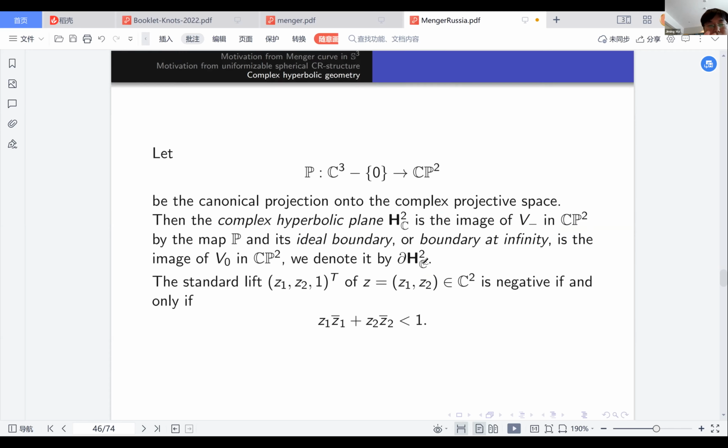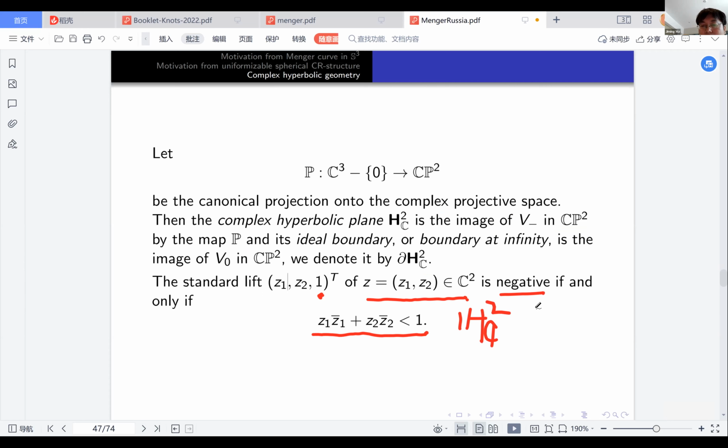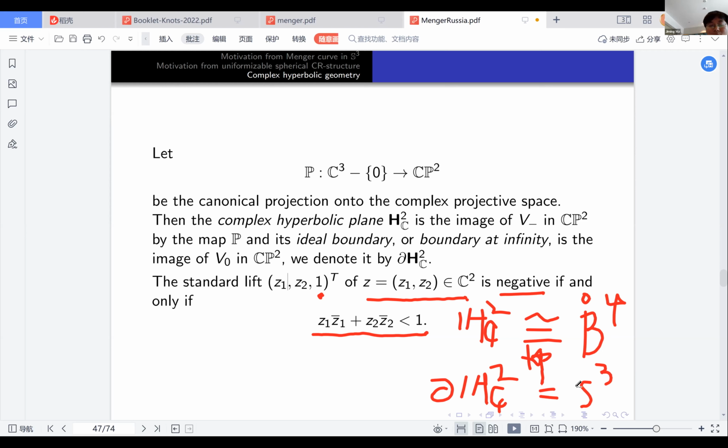Okay, and if we take some standard lift of a point (z1, z2), where the third coordinate is 1, here in 2-dimensional complex hyperbolic space, then it is negative only if it satisfies this inequality. So in other words, HC2 is just a four-ball, topologically, right? And the boundary of HC2 is just the boundary of the four-ball, so it is a 3-sphere. Okay. This is the space we are investigating today.